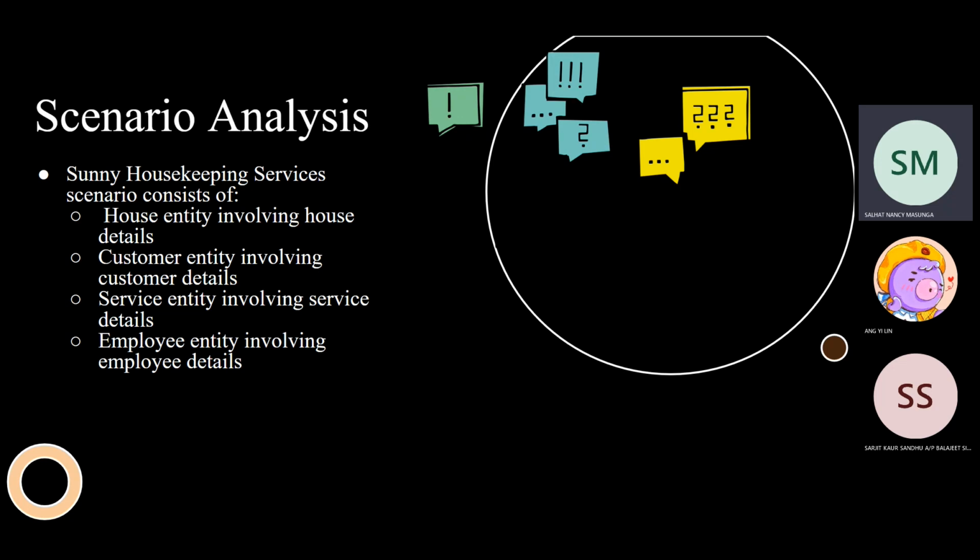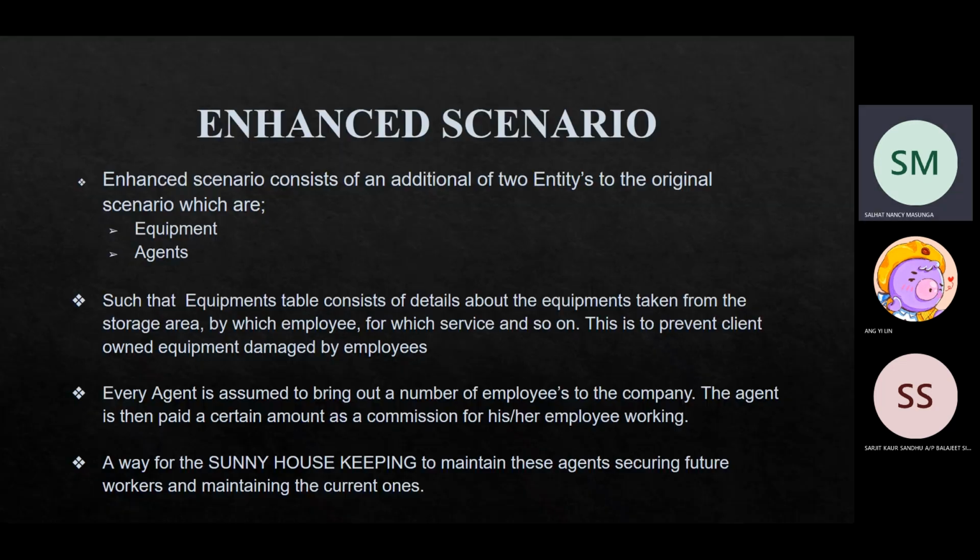This housekeeping services company keeps information about the house details, the customer details, such as customer first name, customer last name, customer phone number, and all. It keeps service details such as service hour, the employee who's performing the service, the house that the service is performed in, including other things. It also keeps information on the employee, such as the employee phone number, employee first name, employee last name, employee street, and among others. So this is basically a short scenario of what Sunny Housekeeping Service Company is all about.